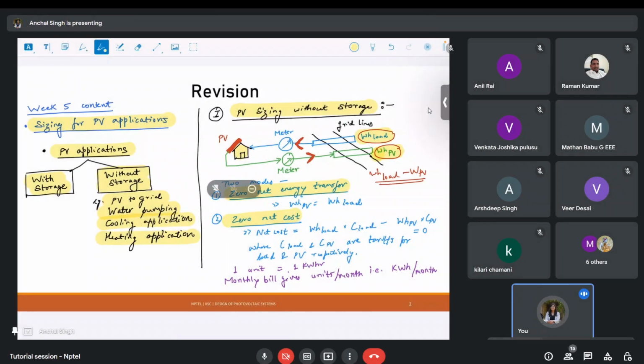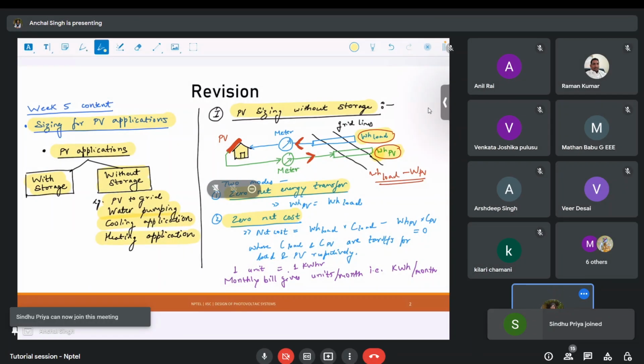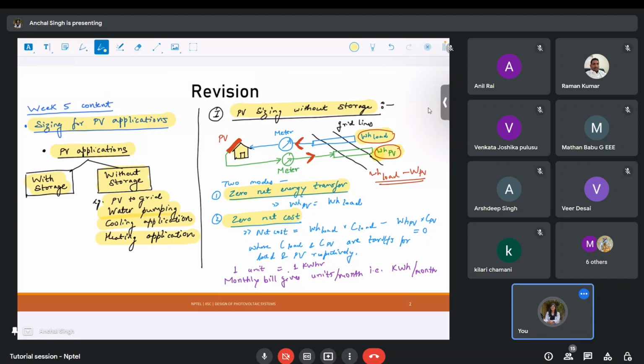That is the energy that I am pumping into the grid, right? If the energy that I am taking and the energy that I am giving back to the grid both are equal, then I can say that I have achieved the condition for net zero energy transfer, right?